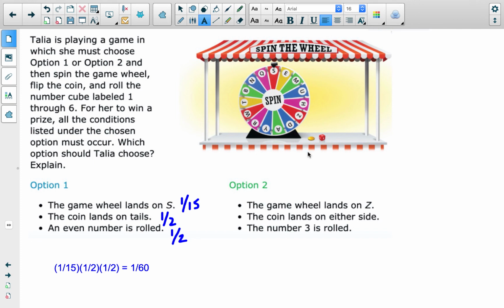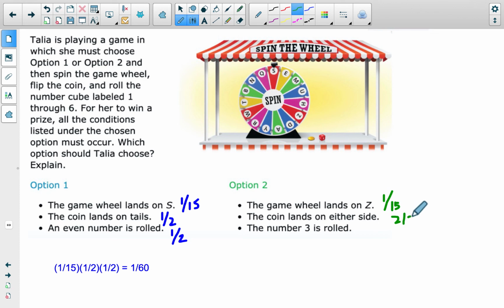Now, let's look over here. Z, I only see once as well. So let's make that 1 out of 15 here. Same probability here. So we're on the same starting point. Now, the coin lands on either side, is 2 out of 2. It's going to land on one of the sides. So that has a probability of 100% or 1. And the number 3 is rolled. That is 1/6 because there's only one side that has a 3 on a dice out of 6.